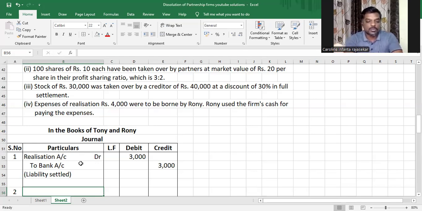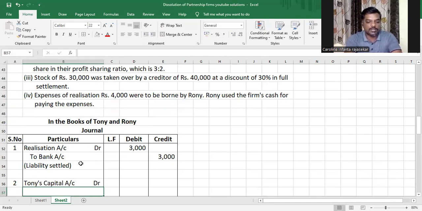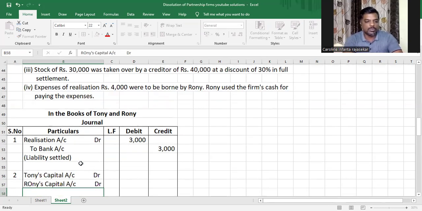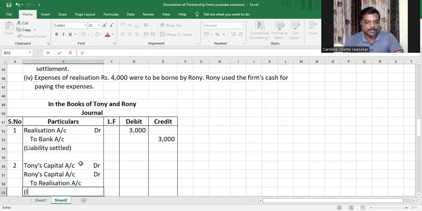Understood or not, my dear children? So Tony's capital account debit, partner's capital account will be debited as the liability towards the partners by the firm is reducing. Rony's capital account debit to realization account. Why realization account? Whenever an asset goes out, realization account will be credited. Am I right or not, my dear children? To realization account. Investments taken over by partners.